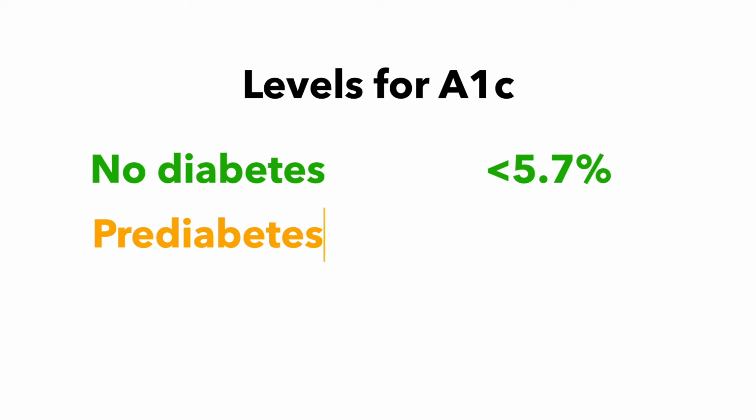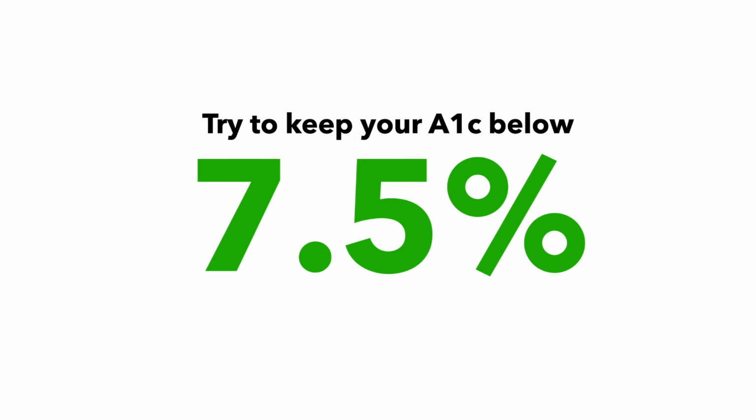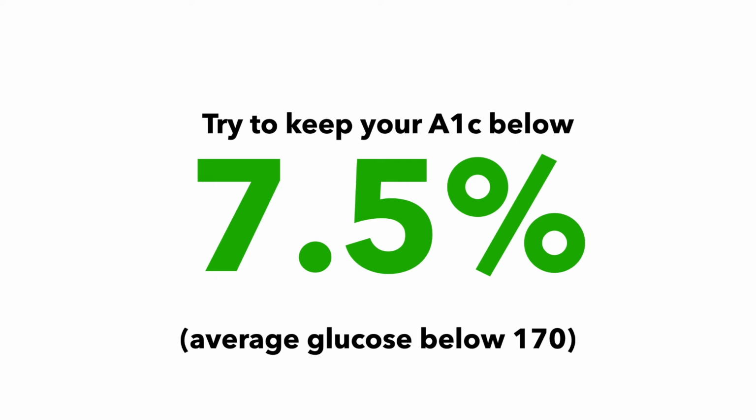So, what's a good level for your A1c? Well, the A1c of a person without diabetes will generally be less than 5.7%. A range from 5.7 to 6.4% generally indicates prediabetes, and anything above 6.5% is consistent with diabetes. As a general rule, you want to keep your A1c as low as possible, and while it's unlikely that you'll be able to reach what are considered normal levels if you have diabetes, most doctors and the ADA recommend keeping your A1c below around 7 to 7.5% to avoid long-term health complications. This means that you'd be keeping your average glucose below 170.